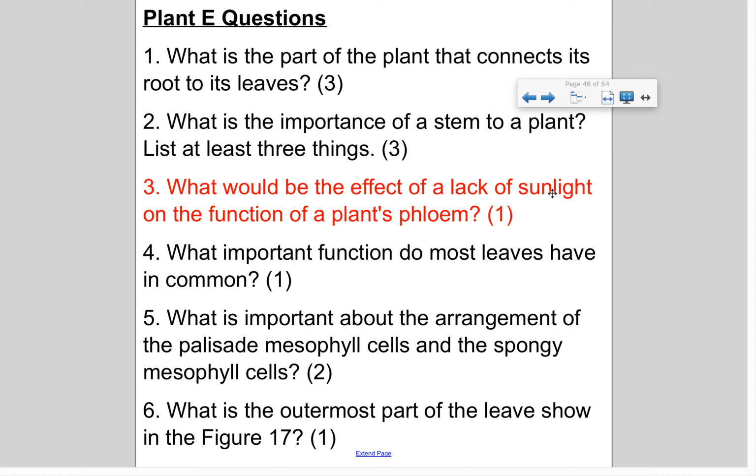But if you don't have sunlight, can you make sugar? No, you can't. So what's going to happen to the phloem? It's not going to be able to do its job, right? It's not going to be able to move sugar because there's no sugar to move. So I just wanted to talk about 3 because I feel like a lot of people might struggle with that one. That's kind of a tough question right there.